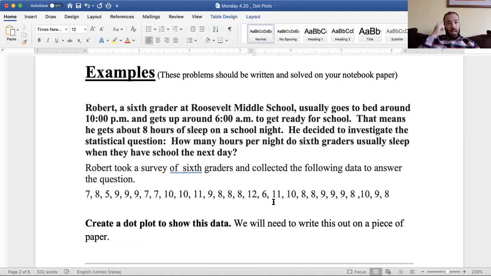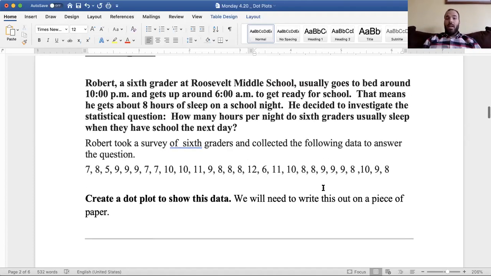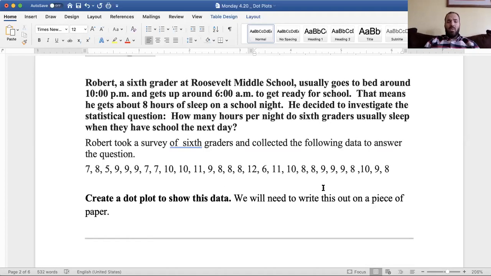So instead, we're going to use a data display called a dot plot. Now, you're going to get some practice on the computer today doing dot plots, but I want to show you how I would create a dot plot if I had a piece of paper in front of me. So I'm looking at all of these numbers, and I'm actually going to create mine on the computer, which I won't ask you to do, but I want you to see how I do it.